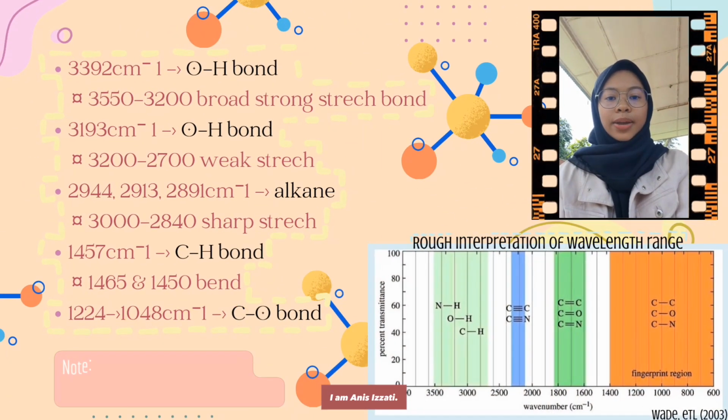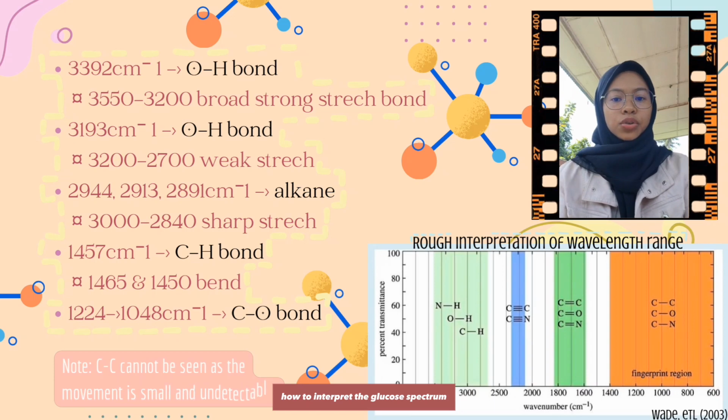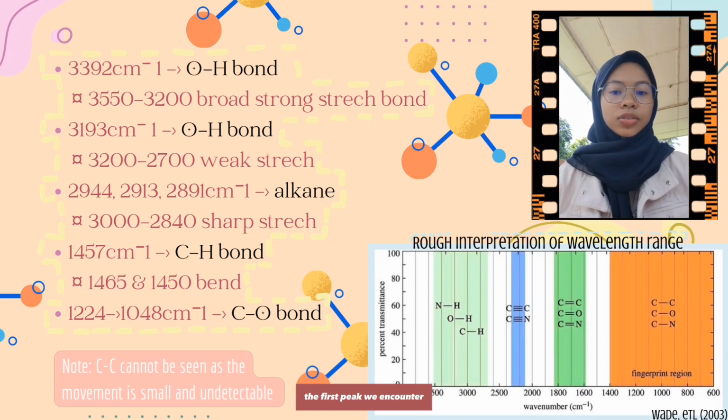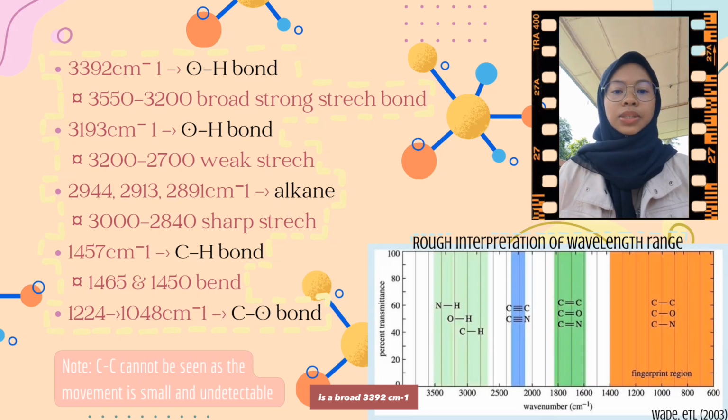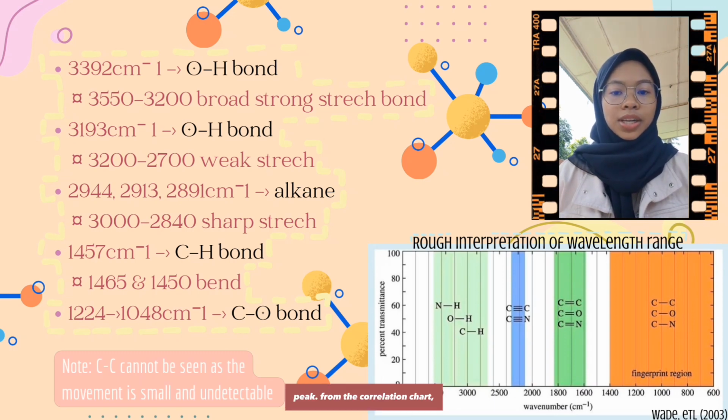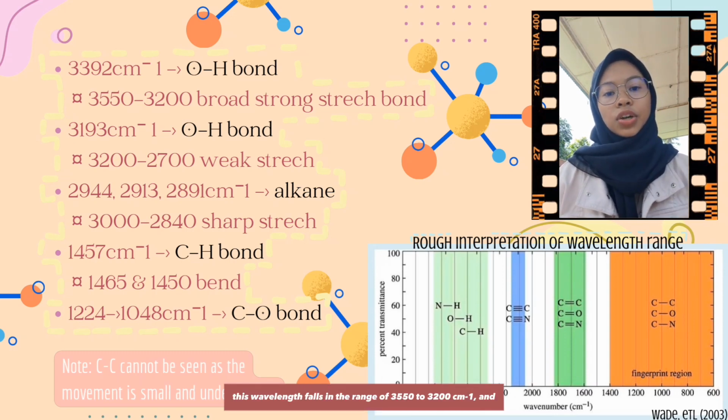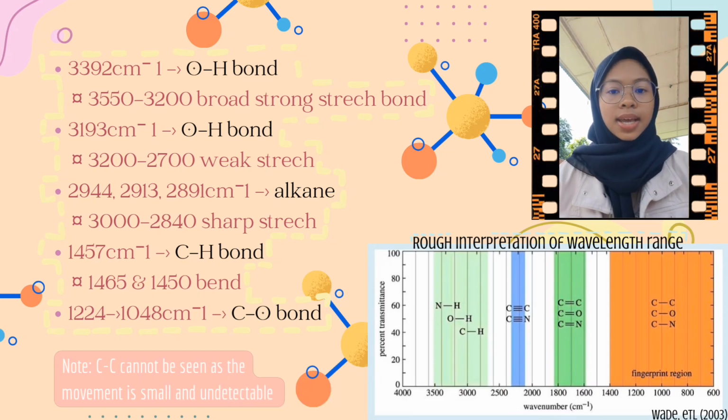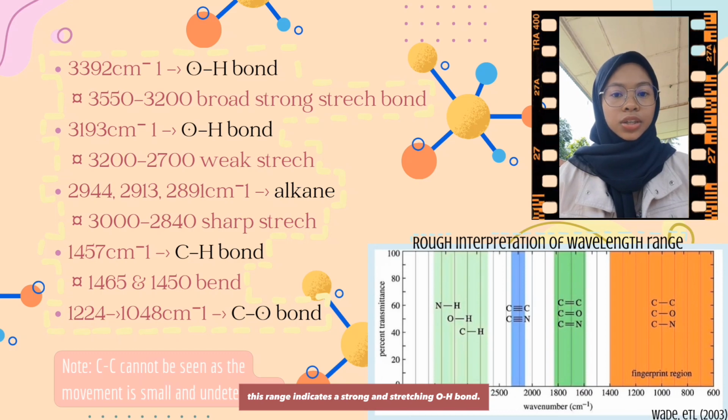Hello everyone, I am Izzati and I will go into detail on how to interpret the glucose spectrum. As we read the spectrum from left to right, the first peak we encounter is about 3392 cm⁻¹. From the correlation chart, this wavenumber falls in the range of 3550 to 3200 cm⁻¹. This range indicates a strong OH stretching bond.